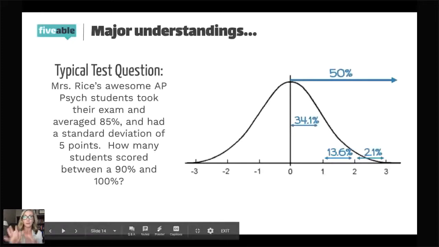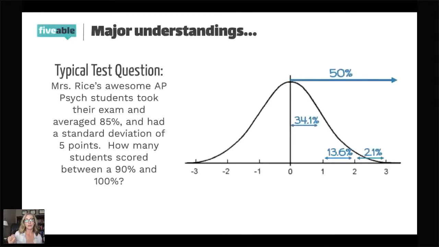So this looks really familiar for my students who are on here. Let's say that Mrs. Rice's awesome AP Psych students took their exam and averaged 85% and had a standard deviation of 5 points. I want you to answer this question in the comments for me, but here's the thing. Don't look at the comments until you've answered it yourself. Don't just wait for someone else to answer it for you. How many students scored between 90 and 100%?